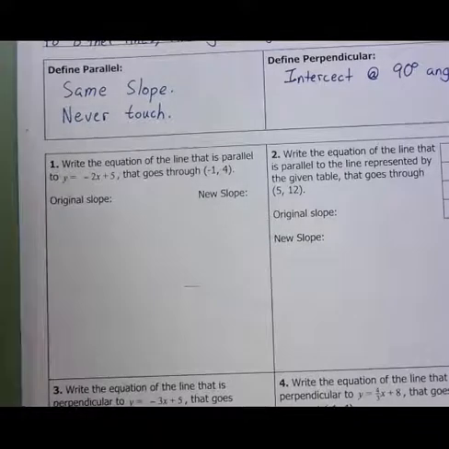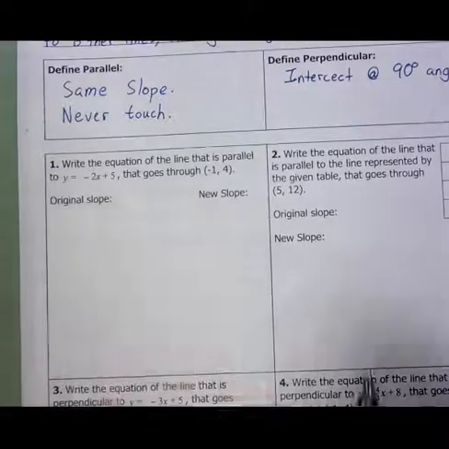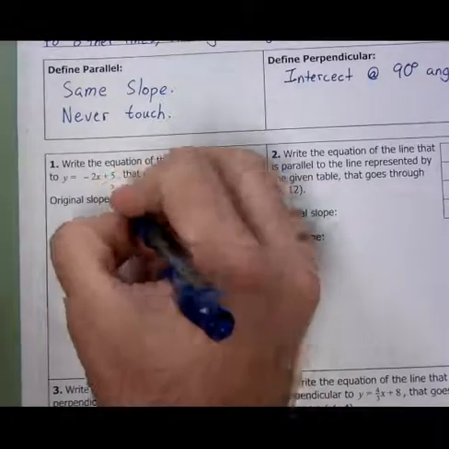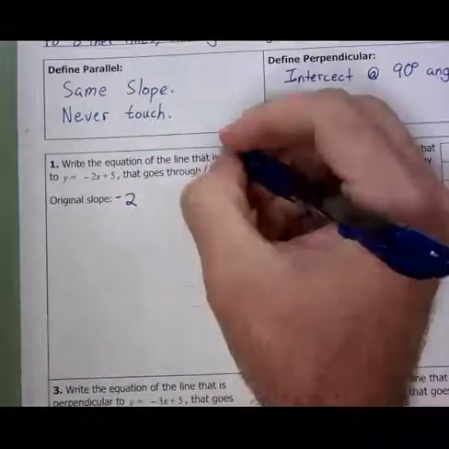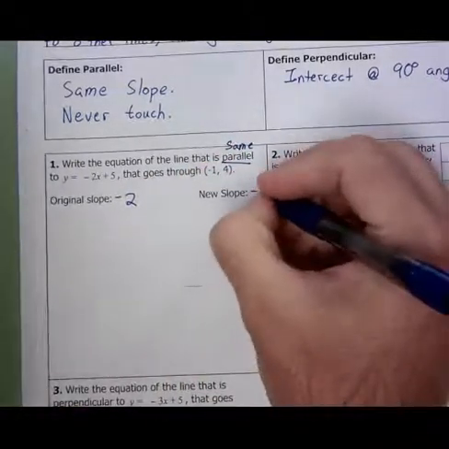Okay. Here we go. Number one, write the equation of a line that is parallel to y equals negative 2x plus 5 that goes through negative 1, positive 4. Okay, so our original slope was negative 2. We are dealing with parallel. Parallel is going to mean same to us. So our new slope will also be negative 2.